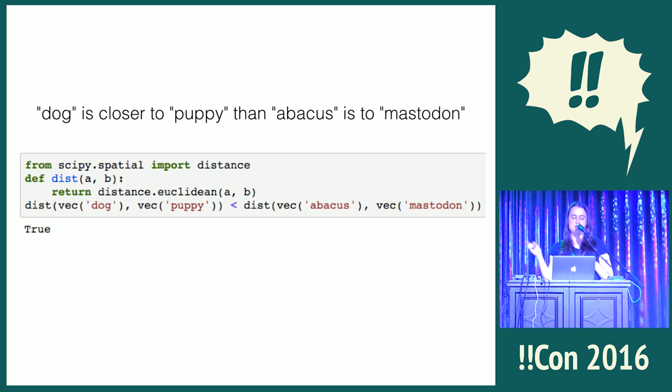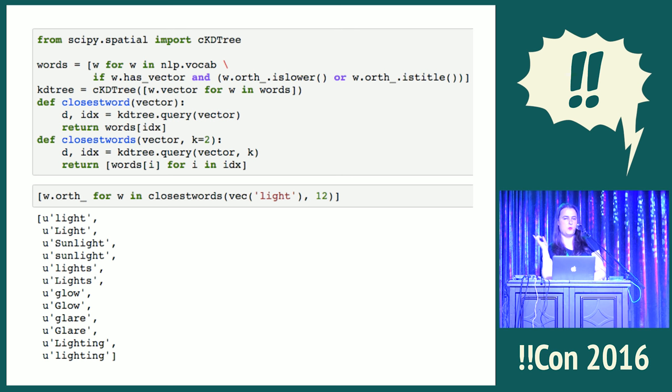So this code shows that the vectors for two related words, like dog and puppy, are closer than the vectors for two unrelated words, like abacus and mastodon. If you build a quad tree or a KD tree, you can fairly efficiently find words that are similar to a given word. Like you see here, the words for the vectors closest to the vector for light are light, sunlight, lights, glow, glare, light, lightning, or lighting.